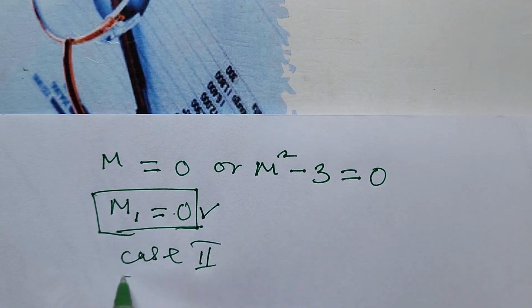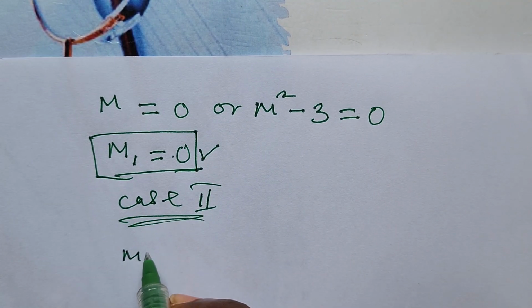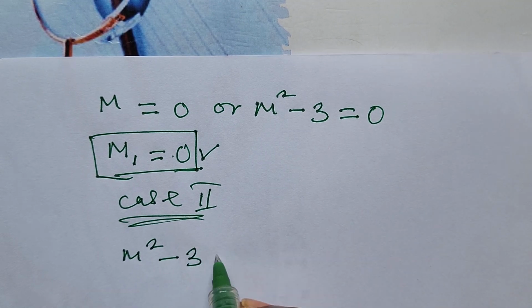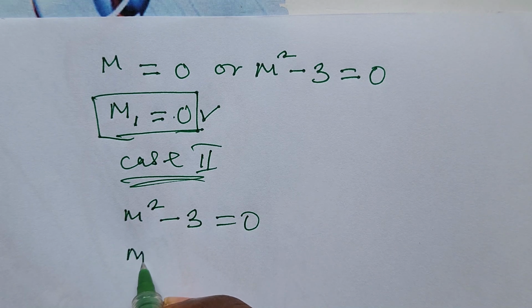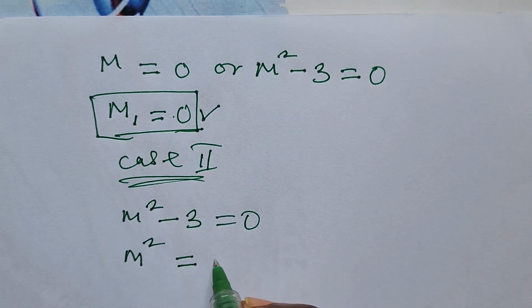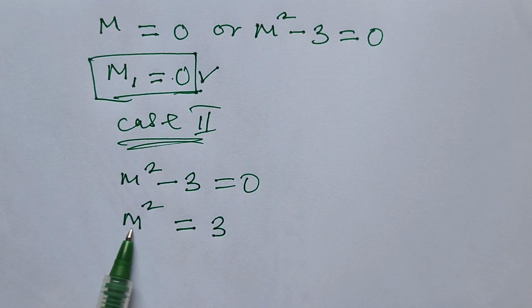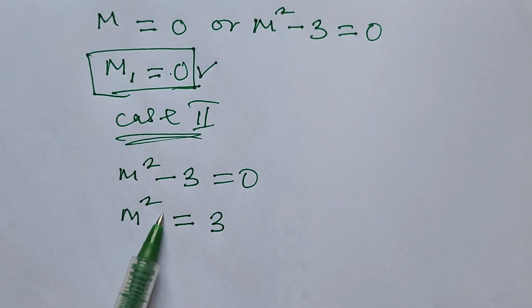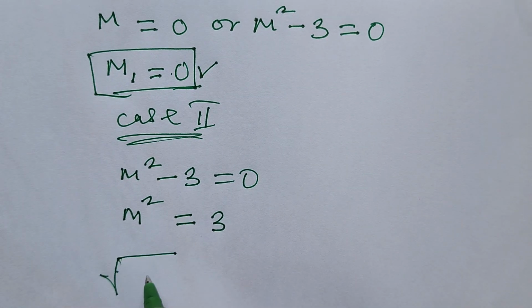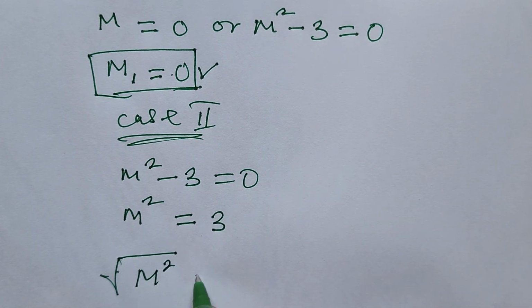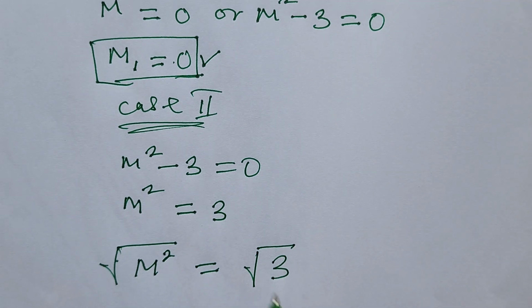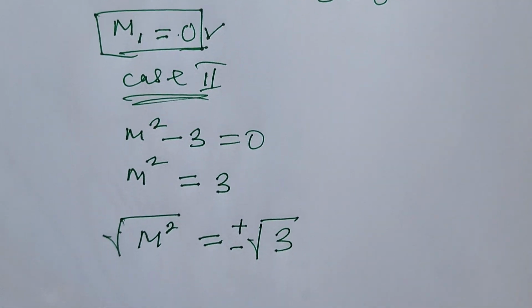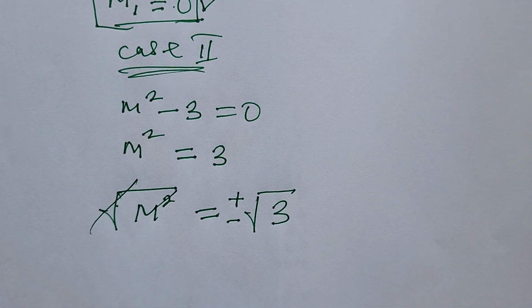Our case 2 is m to the power of 2 minus 3 equal to 0. All we just need to do is to send this to the other side of the equation. So we now have m to the power of 2 is equal to positive 3. We have to eliminate this power here by taking the square root of both sides. The square root of this is equal to the square root of 3. And immediately we do this, we introduce our plus minus to the system. So this will go with this.